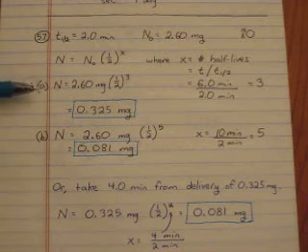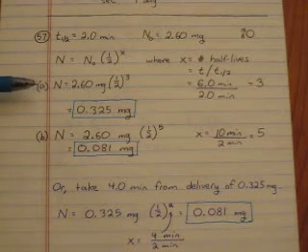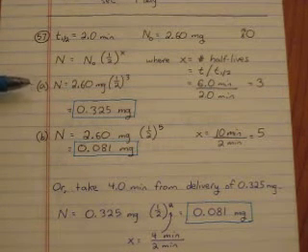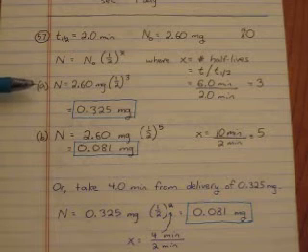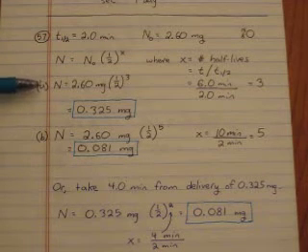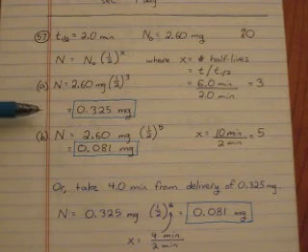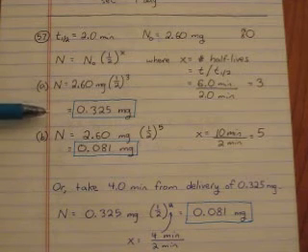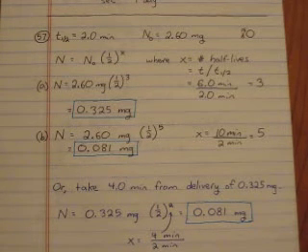N equals 2.60 milligrams times 1/2 to the 3rd power. You can see it's going to be chopping the amounts by a factor of 8. So by the time it's delivered, it's only 0.325 milligrams.